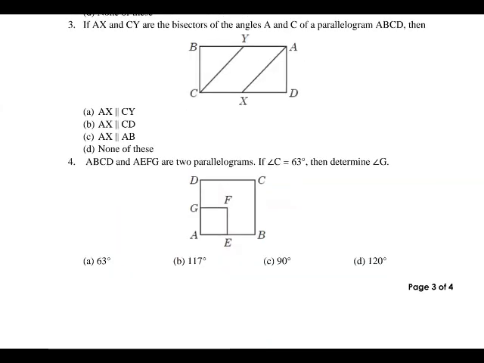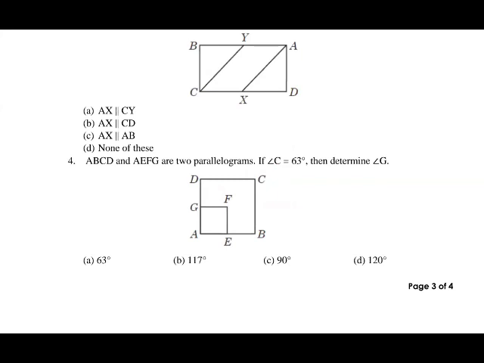The fourth question. ABCD and AEFG are two parallelograms. Where is ABCD? This one is a parallelogram. AEFG is another. The question they have given is angle C is equal to 63 degree. What will angle G be? Can you please tell me how you will find the answer? What holds in a parallelogram, beta? Opposite angles are equal, right?